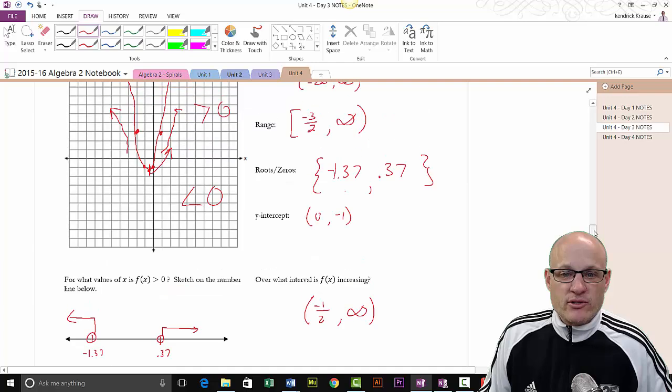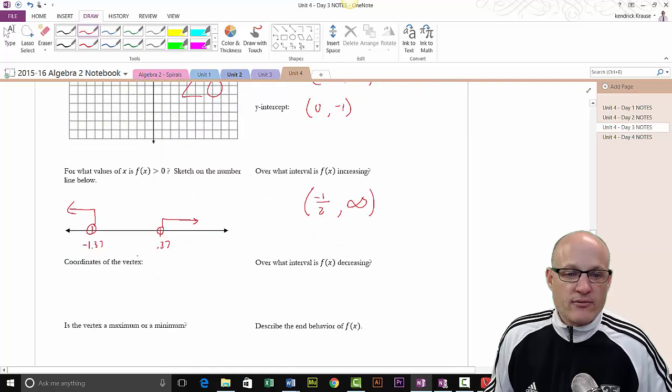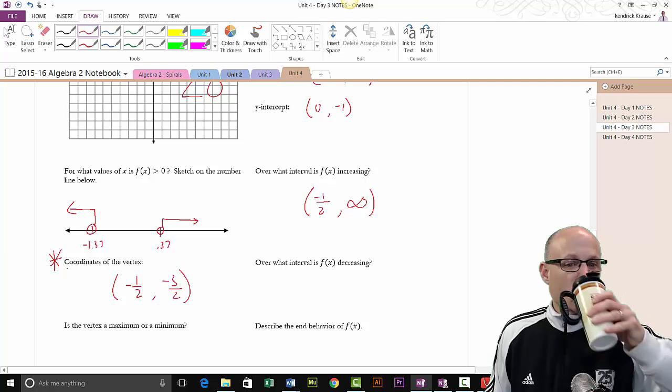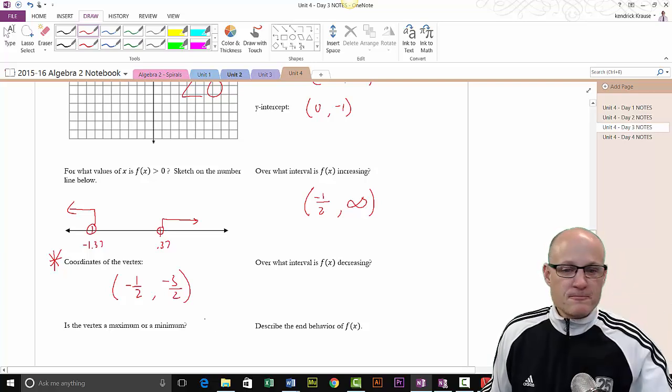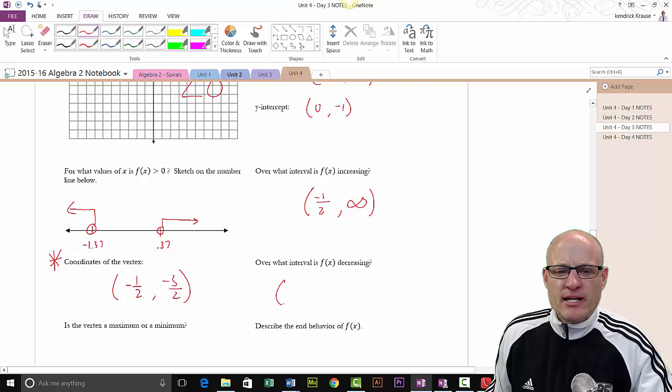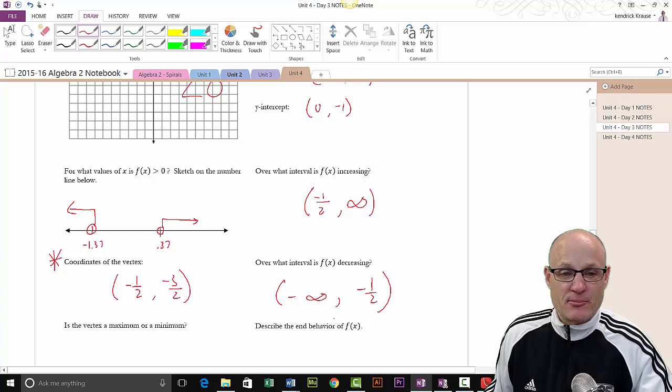Coordinates of the vertex. Well, we just did that. That was negative 1/2, negative 3/2. And this is really important. This should almost be first to find. Decreasing should be pretty simple. That's going to be from negative infinity, comma, to negative 1/2, not including those turning points.